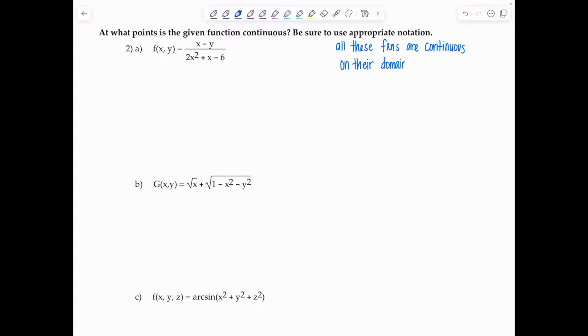So all we need to do in order to answer the question about where they are continuous is identify the domain for each function. They just need to use appropriate notation and make sure they're in the right dimension. That was really the crux of the problem.